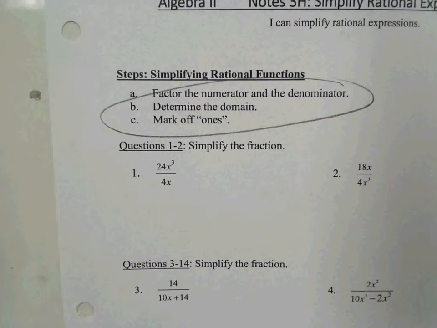In number 1, factor the numerator and denominator. The thing is, if you already have monomials, you can't factor that. So we're going to skip to step B, which says determine the domain. Remember the domain when you have rational functions? What is not allowed to be 0? The denominator can't be 0.